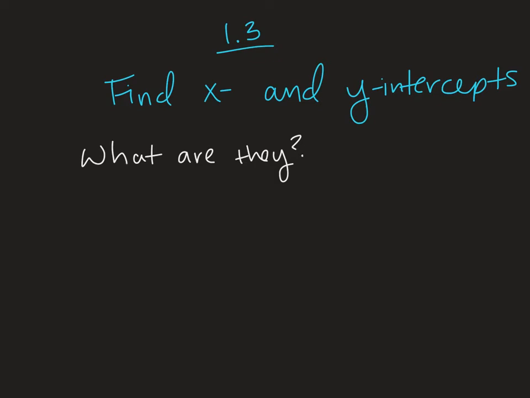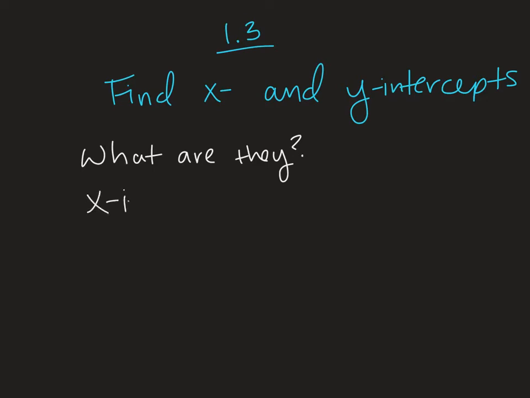This is our last objective for 1.3, x and y intercepts. An x-intercept is the point or points where our function hits the x-axis. Y is 0 there. A y-intercept is when our function hits the y-axis and x is 0 there.